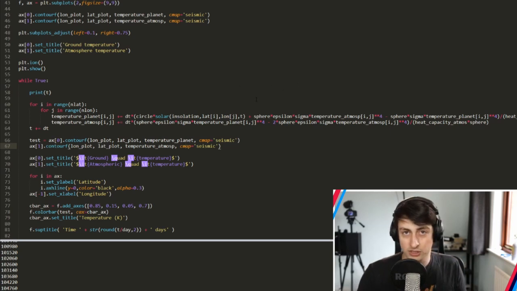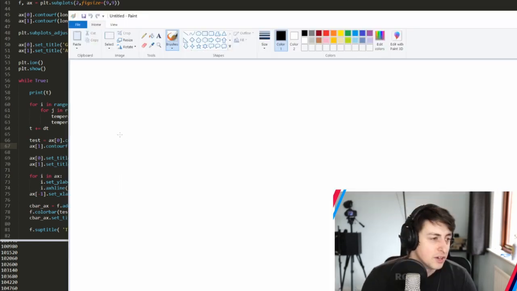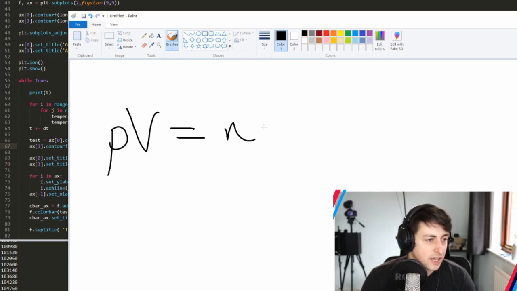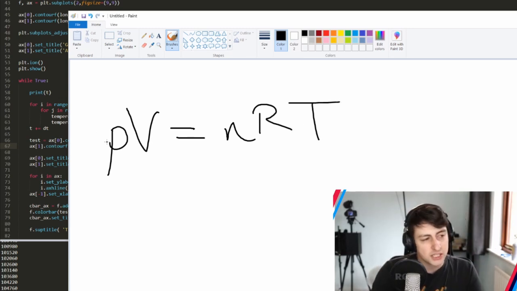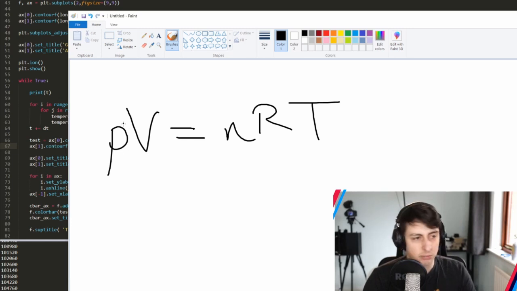The most common equation of state that you'll find in the atmosphere, and there's a different equation of state for the ocean, is the ideal gas equation. In normal form, the equation of state that you would see in school is PV equals nRT. So the pressure in a gas multiplied by the volume that gas occupies is equal to the number of moles in that gas multiplied by the gas constant multiplied by T.